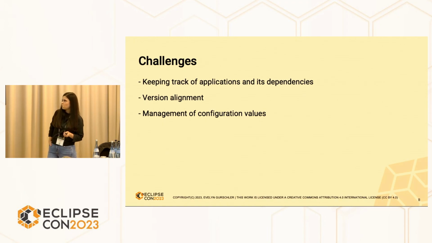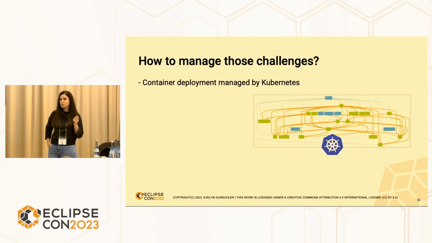So I would not go and display challenges without also showing the solutions, and hopefully we can make the connection there. How do we manage those challenges? And there, I just want to give you the baseline that we use a container deployment managed by Kubernetes. So in a nutshell, Kubernetes manages containers and also provides a storage network and additional features in order for everything to run. And actually, it is to be considered a first line of defense for managing the deployment complexity.